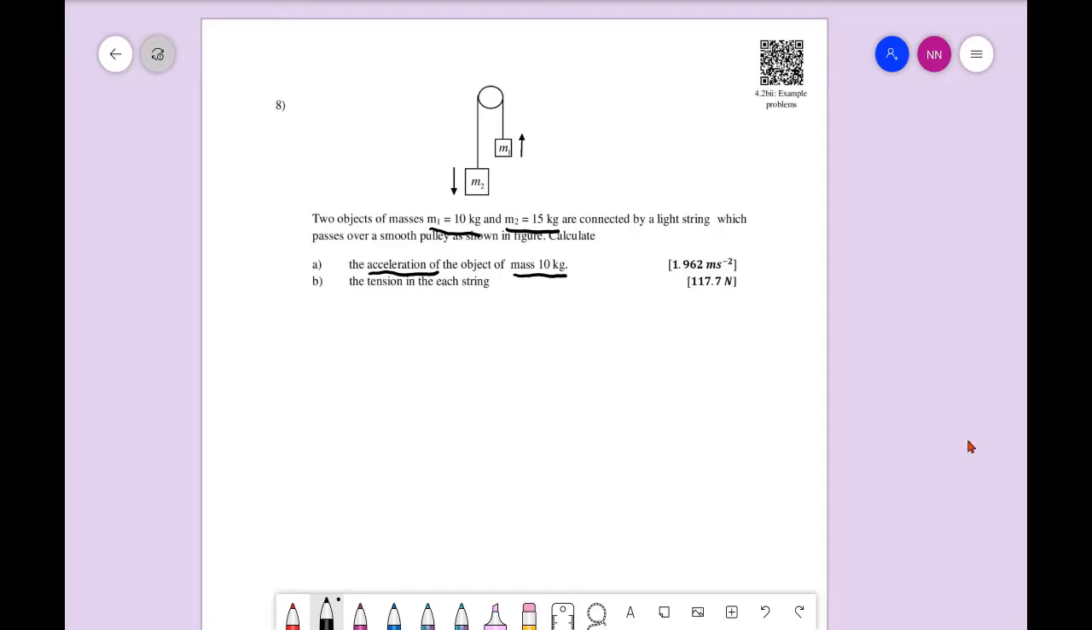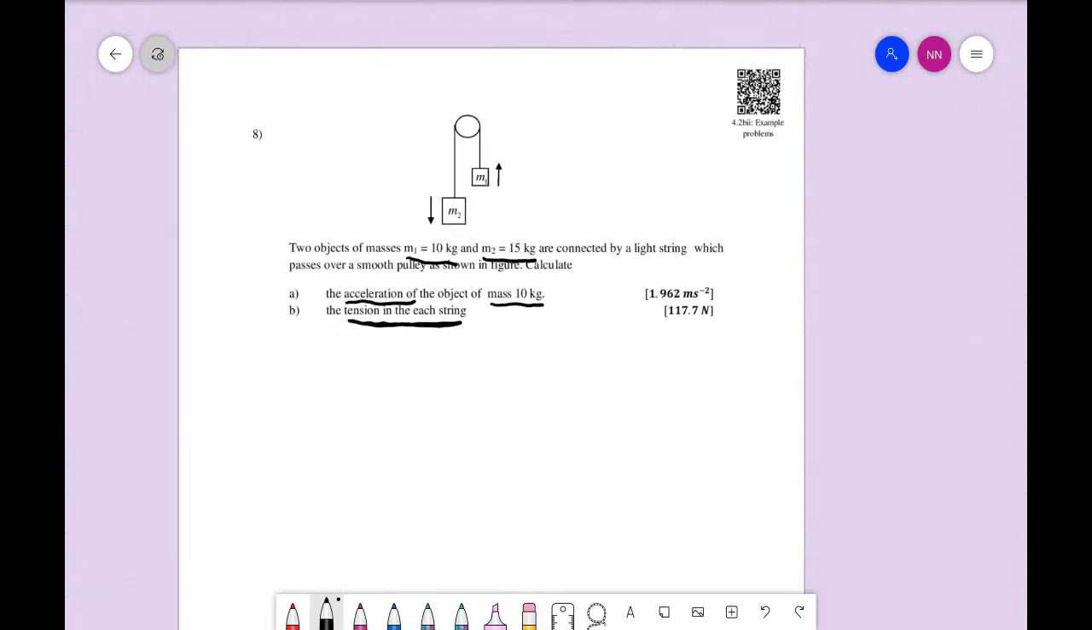Okay, and then B, the tension in each string. So actually we only have one rope or one string. It is the same string. That means the tension is the same. Okay, so for this problem we have to consider by object.